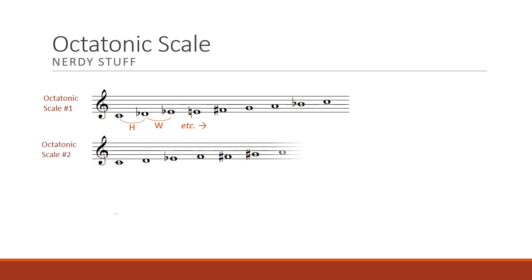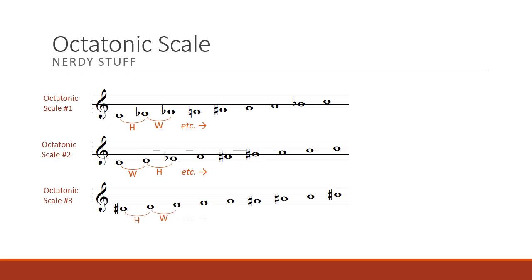Octatonic scale number 2 also starts on C, but it starts with a whole step and then a half step. And again, because the pattern repeats, you can start the scale on C or E flat and get the same thing, or start on F sharp and get the same thing, or start on A and get all the same notes.